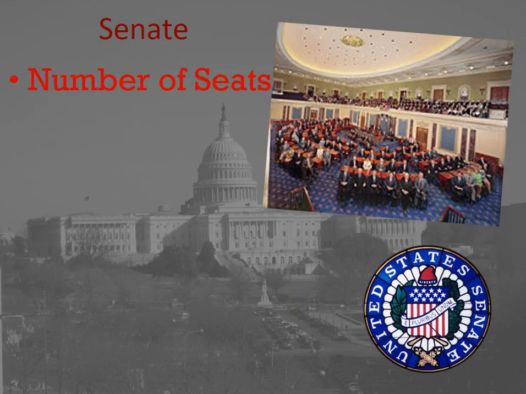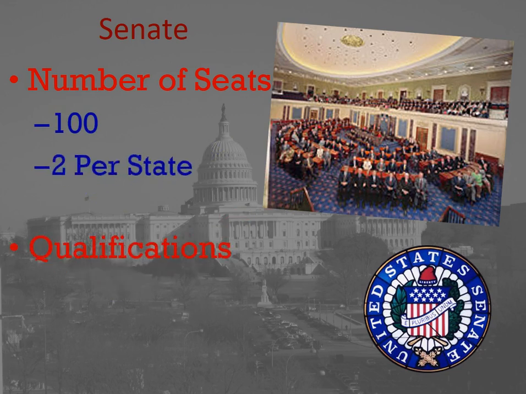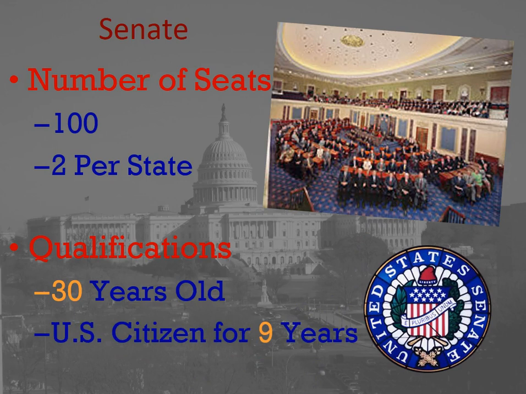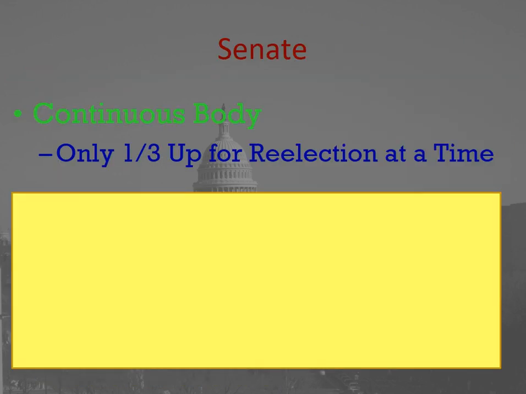On to the Senate. We know that there are 100 total people in the Senate. Based on the Great Compromise, 2 per state. It's a little bit more prestigious to be a senator because there aren't as many of them. In order to be a senator, you must be at least 30 years old, a citizen of the United States for at least 9 years, and a resident of the state from which you're going to be elected. So a little bit stricter than the House of Representatives.